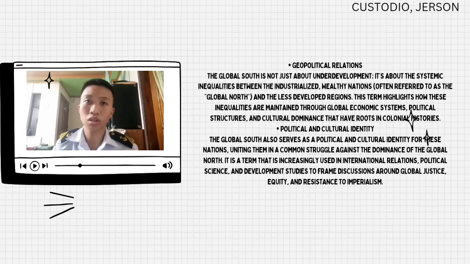Economic and social conditions. The Third World was often characterized by low income, high poverty rates, political instability, and reliance on agriculture rather than industrialization. These countries were seen as needing development assistance and were often subjects of international development agendas. The Global South: shift in emphasis.